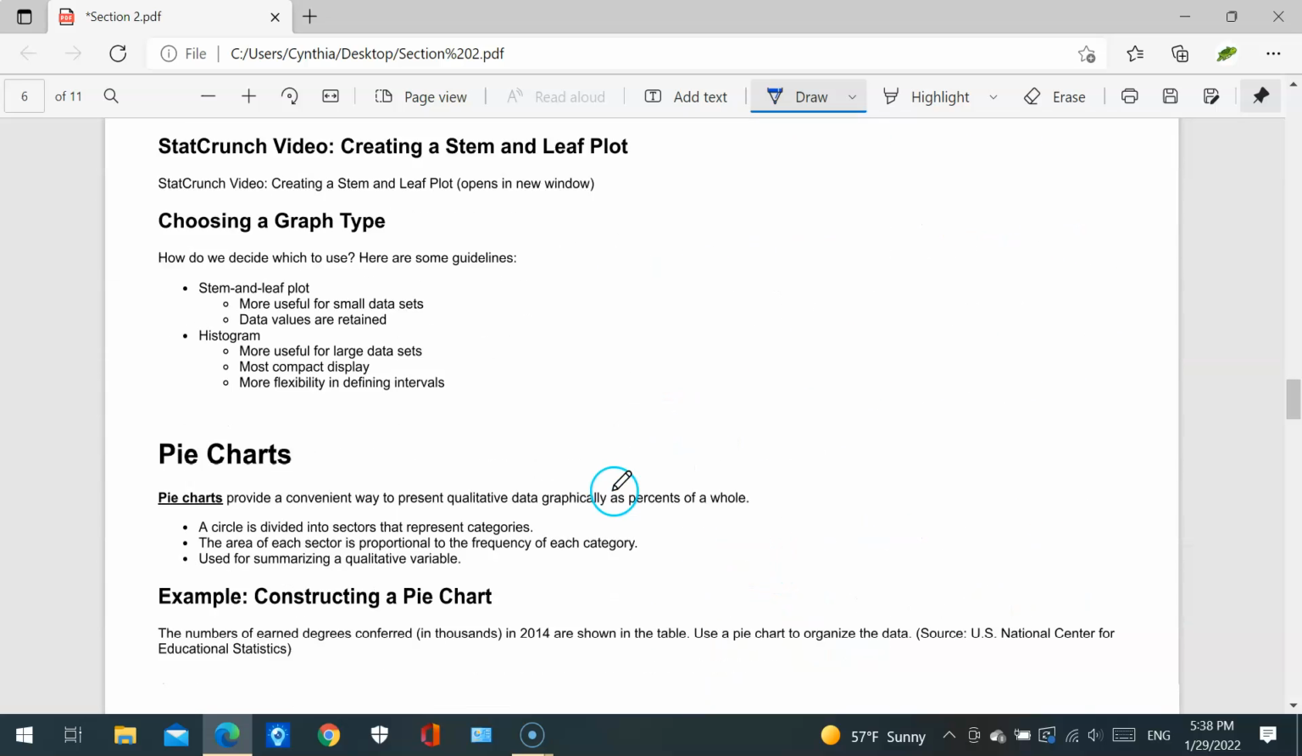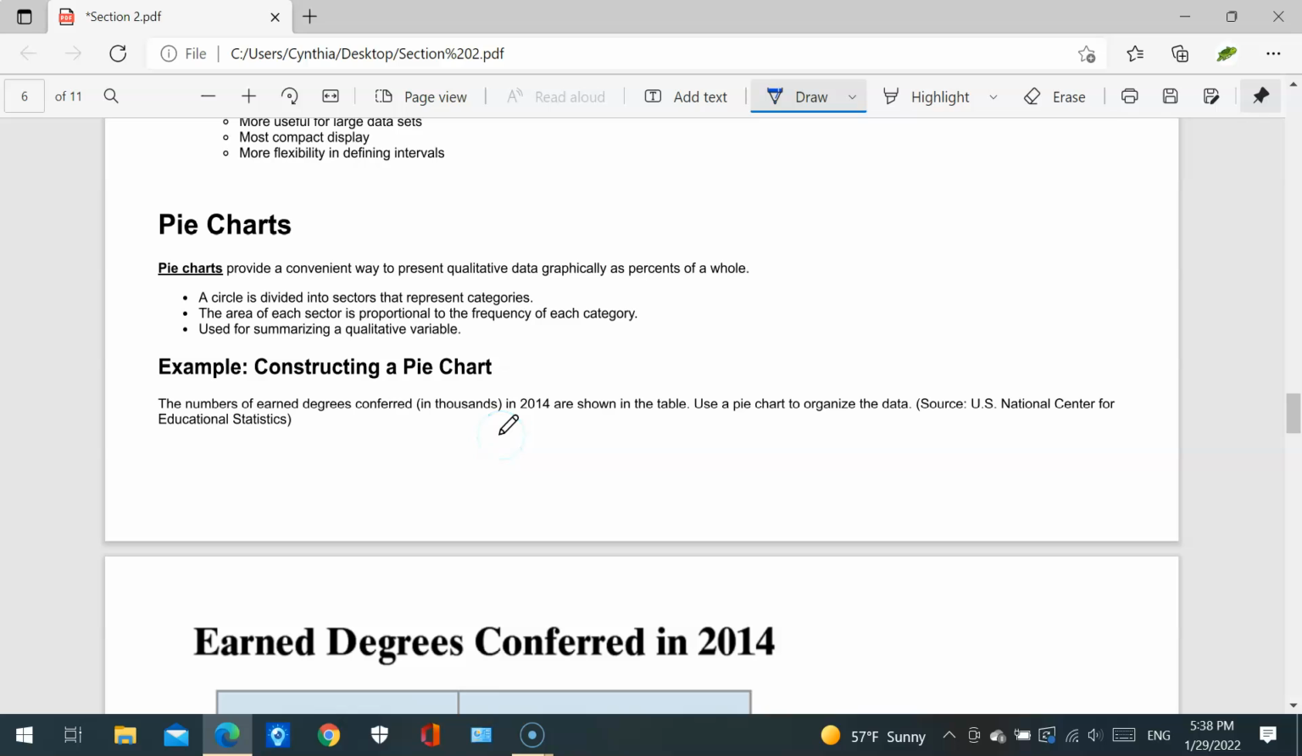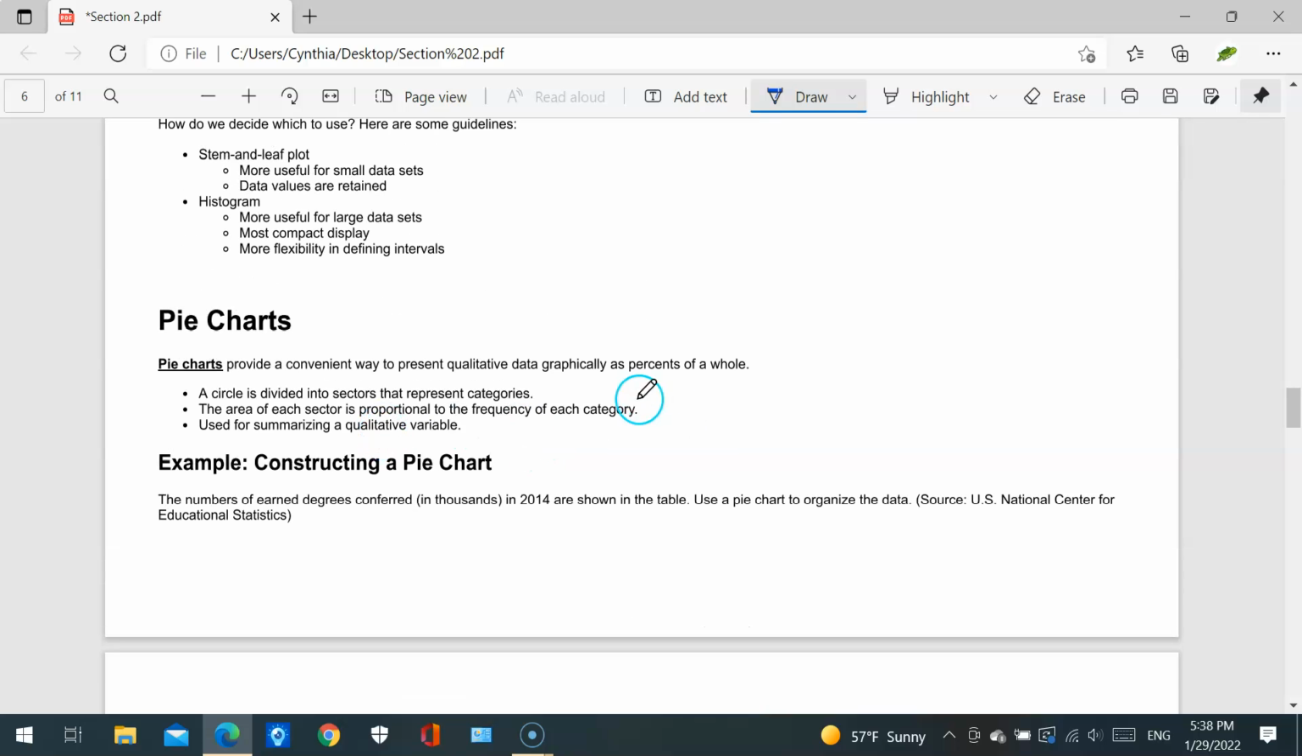All right, the next one, pie chart. A lot of use, right? Most people understand a pie chart very well. Now, a pie chart provides a convenient way to present qualitative data.